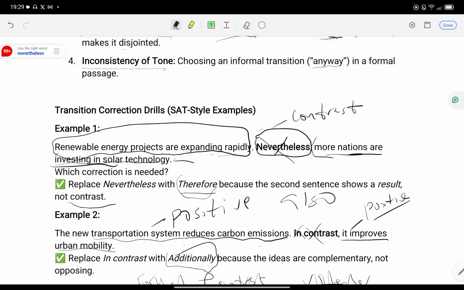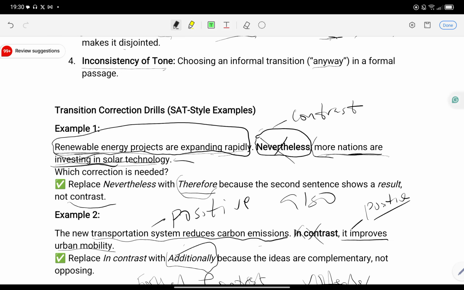Alright? Let's look at these examples. "Renewable energy projects are expanding rapidly. Nevertheless, more nations are investing in solar technology." This cannot be correct because "nevertheless" is used to indicate contrast, and the first sentence does not contradict the next one. It says renewable energy projects are expanding, which means the next sentence about solar technology supports it, because solar technology is an example of renewable energy projects. So contrast cannot be the case.